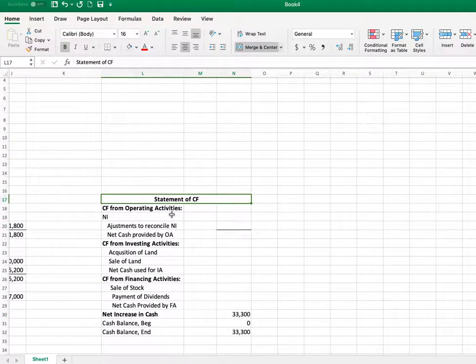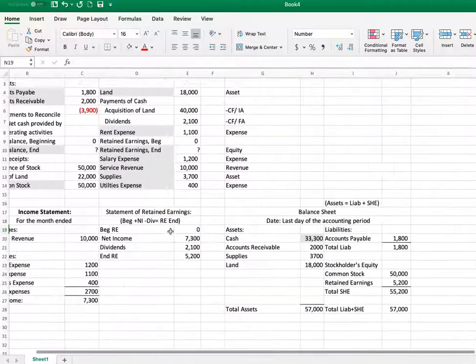Now let's look at the statement of cash flows. The statement of cash flows has 3 sections: cash flows from operating activities. These are the day-to-day operations of your business. Cash flows from investing activities. These are your long-term assets. And cash flows from financing activities. These are your equity transactions and your long-term liability transactions.